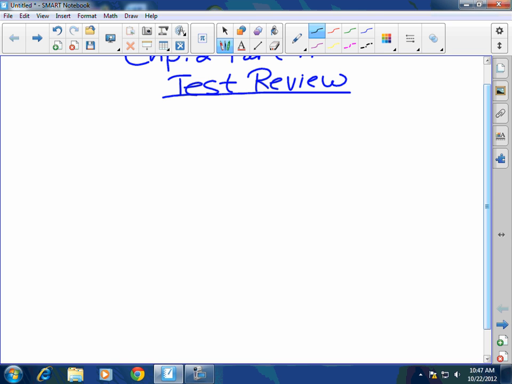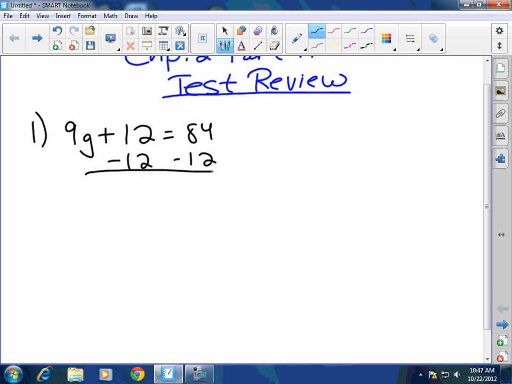All right. So for numbers 1 through 6, it says solve each equation. So I've got 9g plus 12 equals 84. I have a two-step equation, so I'm going to undo addition and subtraction first. So I subtract 12 to both sides. I'm left with 9g equals 72. I cancel multiplication with division, so I divide 9 to both sides. G equals 8. If you got this wrong, you correct it. If you got this right, you leave it alone.